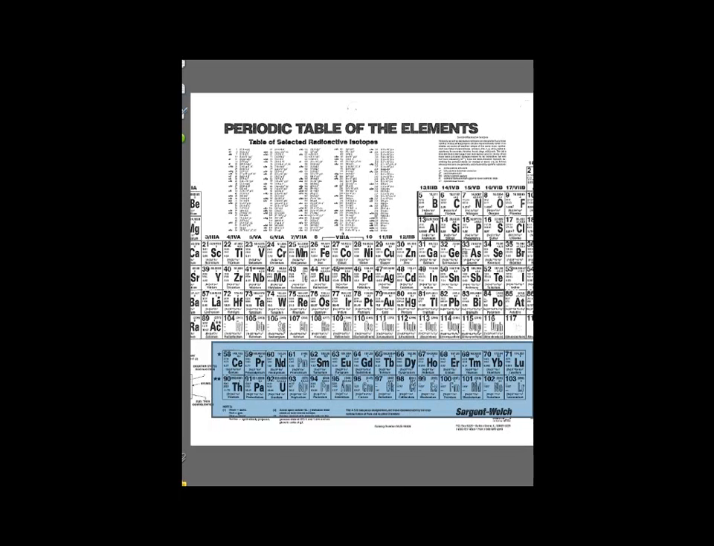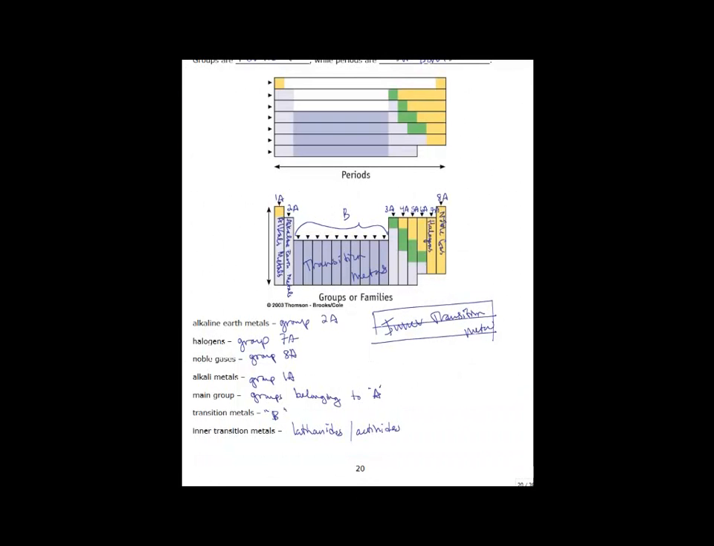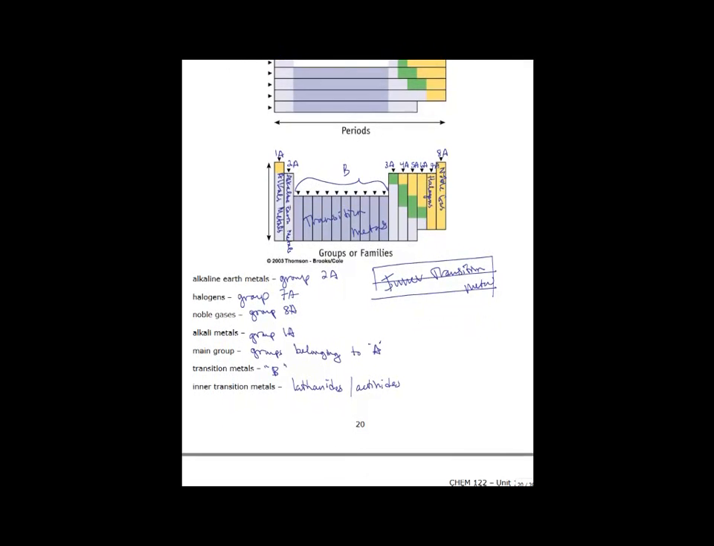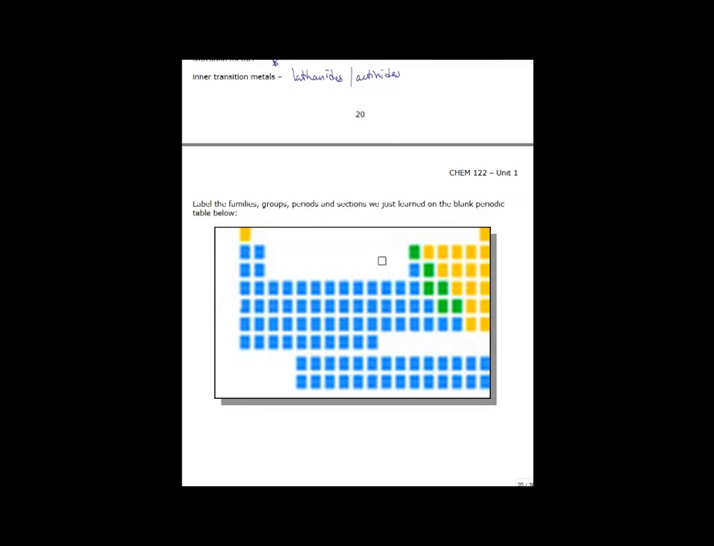So, it's important that you know the families, groups, and periods for this course. So we will definitely ask you questions about the alkali metals, the alkaline earth metals. Where are they located? Is this element an alkaline earth? Is it a halogen? Is it a noble gas? Etc. So on the next page, I just want you to kind of label this blank periodic table. So I want you to hit pause and try and just write on them.